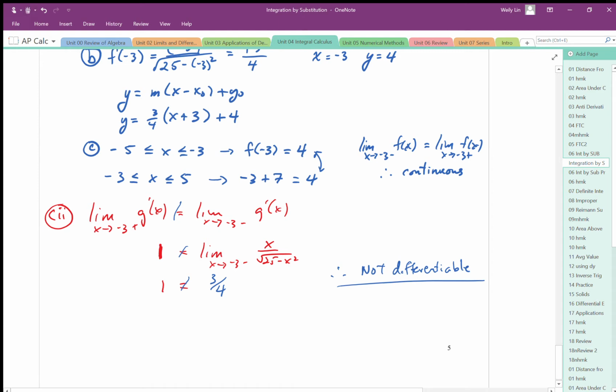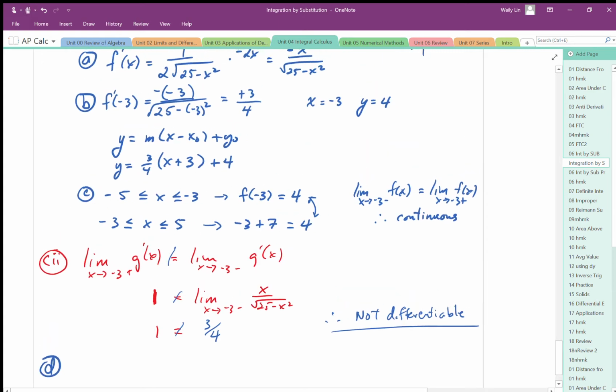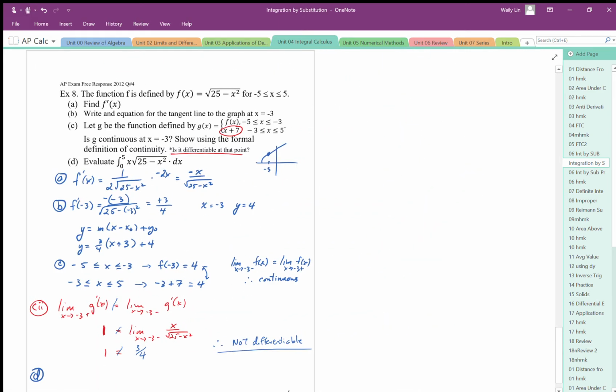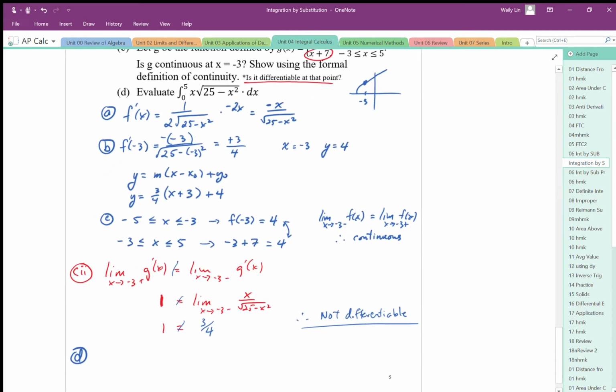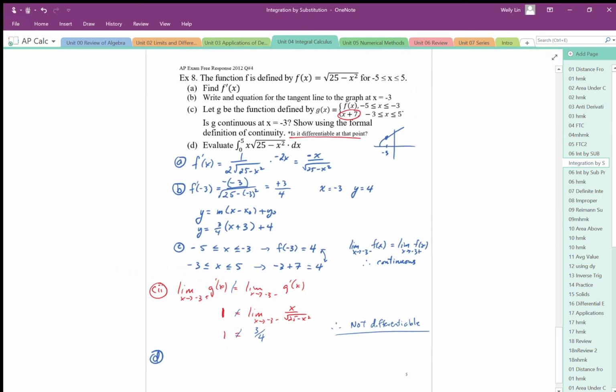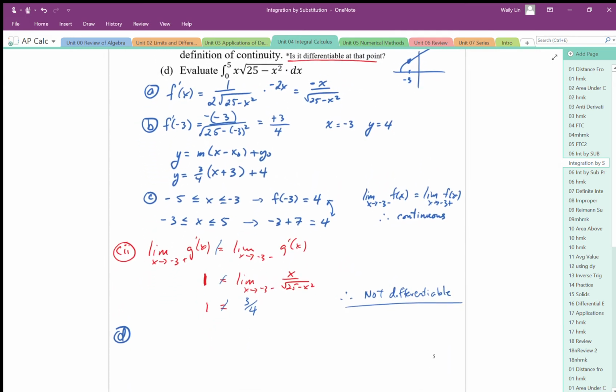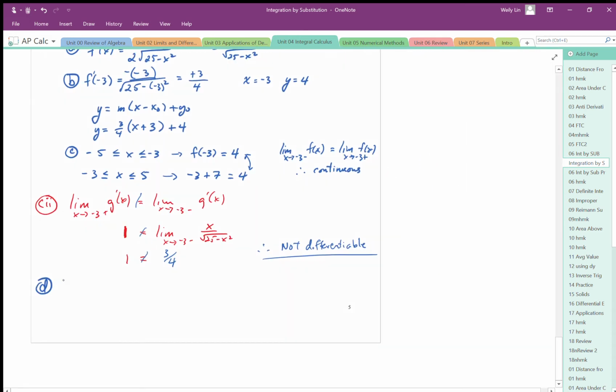Part D, the last part of this question, asks us to evaluate the area under the curve, or the integral from 0 to 5 of f of x, which is x times the square root of 25 minus x squared. Okay? So if I want to do that, when I set up my integral, well, this is not a standard integral, so I need to think of some strategies. I'm going to use substitution here.